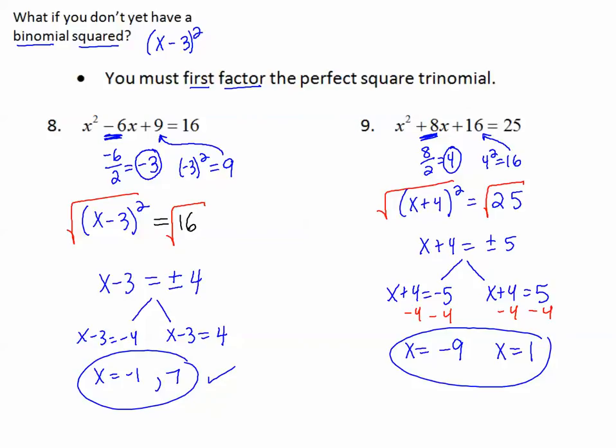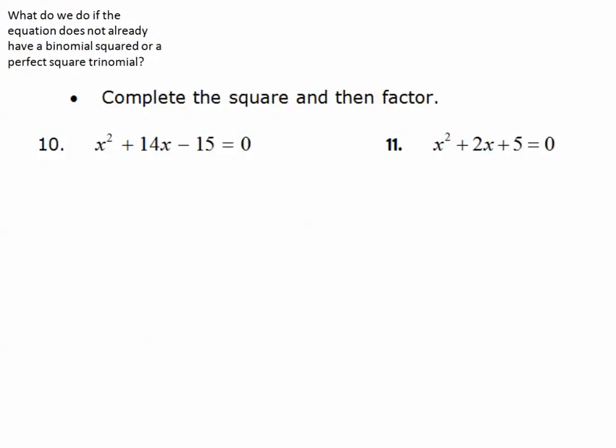I agree. It's fun. Now, what do we do if the equation does not already have a binomial squared or a perfect square trinomial? Oh my gosh, they get harder and harder. Well, you know how to complete the square, so let's do that first, and then we'll factor. What does that look like?